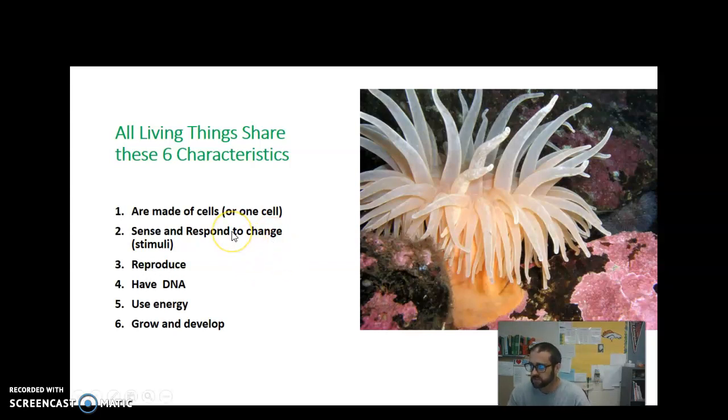So all living things are made of cells, or at least one cell. They all sense and respond to change, so we call that stimuli for plural, or stimulus. They all reproduce. They all have DNA. They all use some sort of energy, and they all grow and develop. So anything that's considered alive has to meet all of these 6 characteristics. So let's go through and take a look at each one.